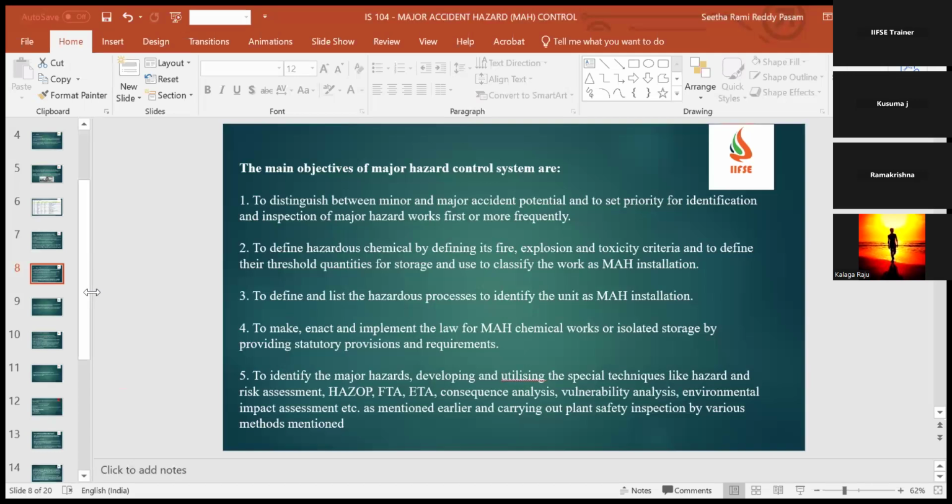The maximum you can bear, or the maximum you can store, that is a threshold quantity of storage, use and classification for the works as MAH installations. When I say MAH installations, which are the chemical factories, they are storing the defined chemicals in the MSIHC rules.